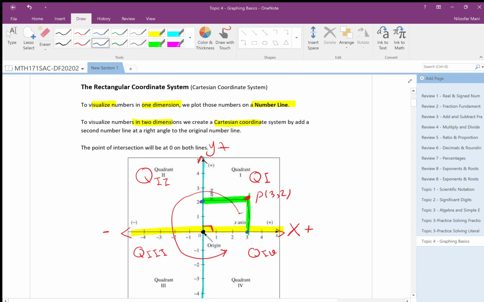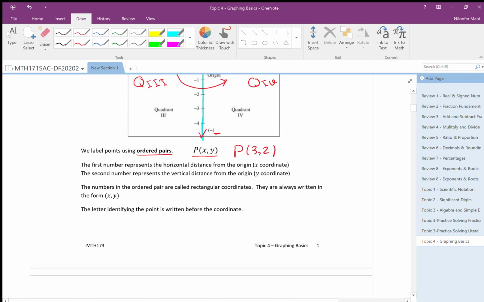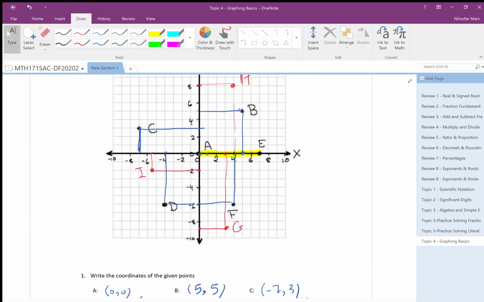In order to show a point, I have a pair. The first is on the x-axis, the second is on the y-axis. I find on x, positive right, negative left. Then I find on y, positive up, negative down. Then I make a perpendicular line, and then I find the point. If I give you the point, you can find the numbers. If I give you the numbers, you can find the point. If I give you the point, you can give me the coordinates x and y. Okay, so these are all here as a practice.